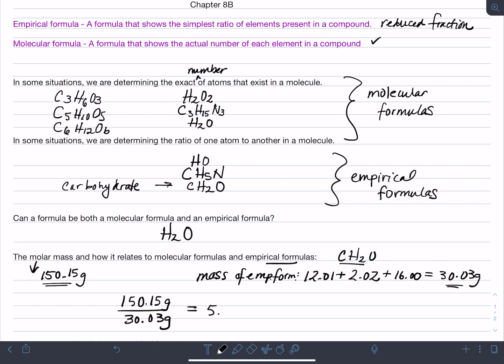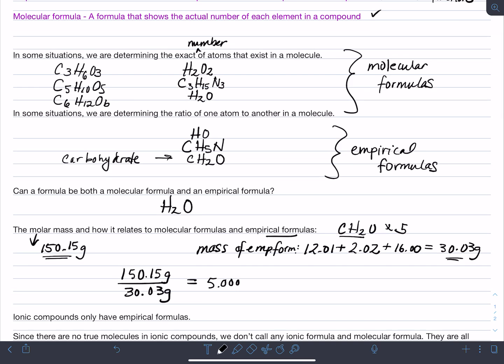Obviously, when I do that, I get 5.000, which tells me that the molecular formula is a factor of 5 of the empirical formula. So I can take that, multiply everything by 5, and my molecular formula would be C5H10O5. There you go. That is how you can use the molar mass and the empirical formula to figure out the molecular formula.